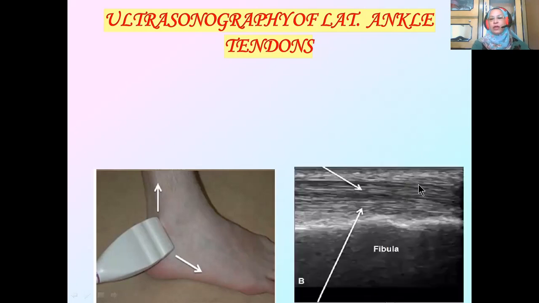The superficial tendon appears with normal fibrillar structure and normal echogenicity, mostly hyperechoic. This is the peroneus longus tendon. Under it, close to bone, is the longitudinal axis of peroneus brevis tendon.